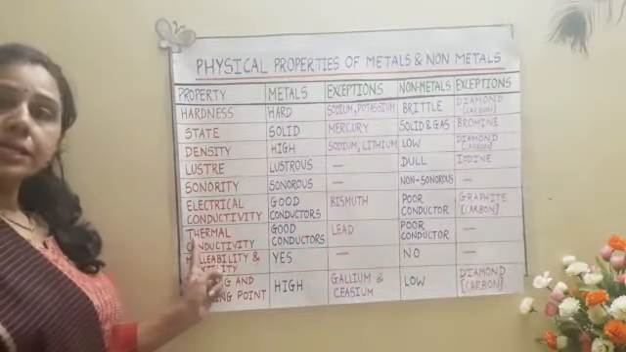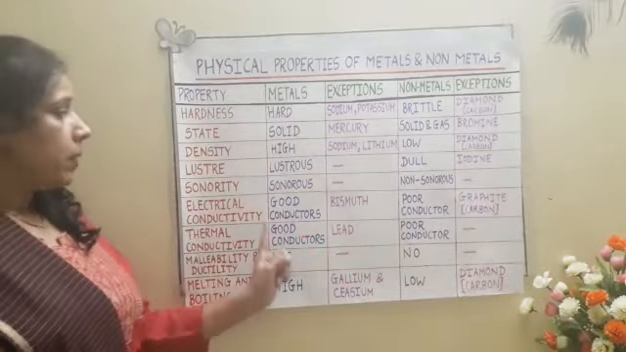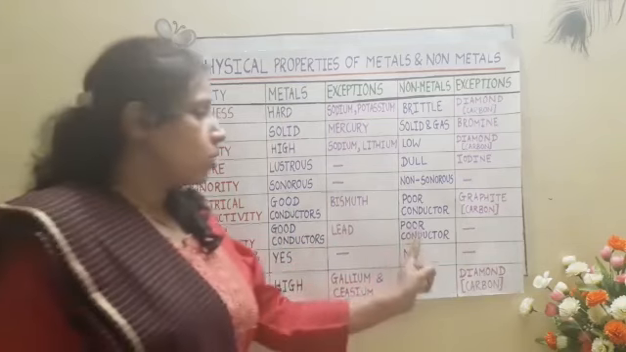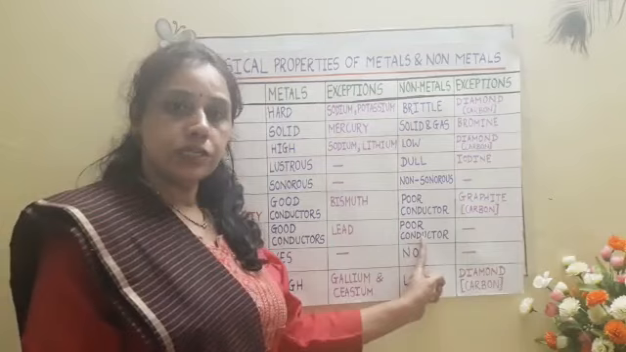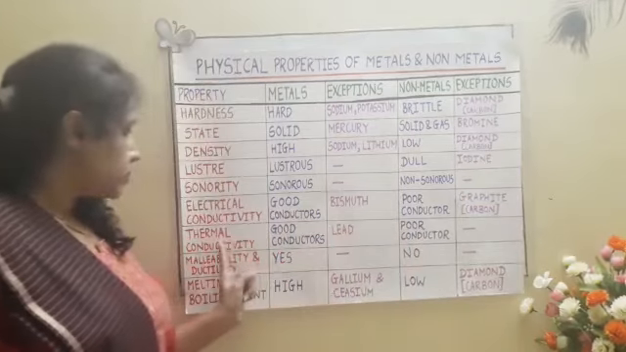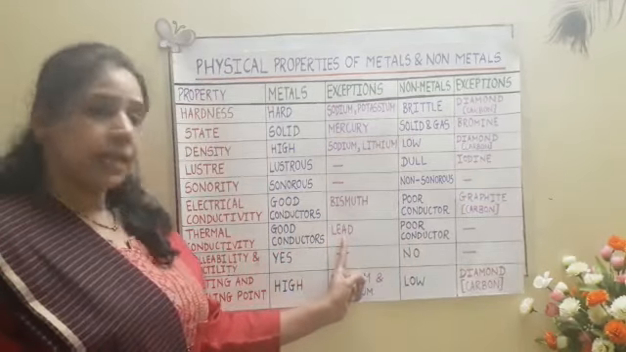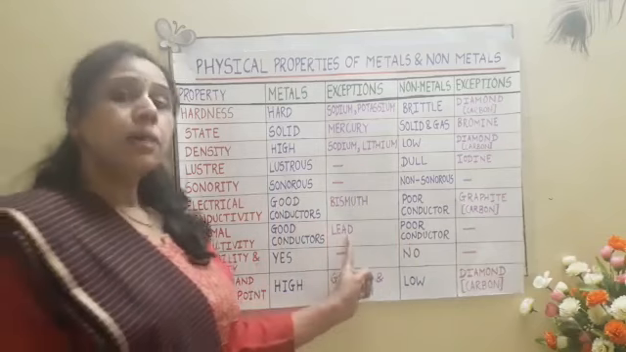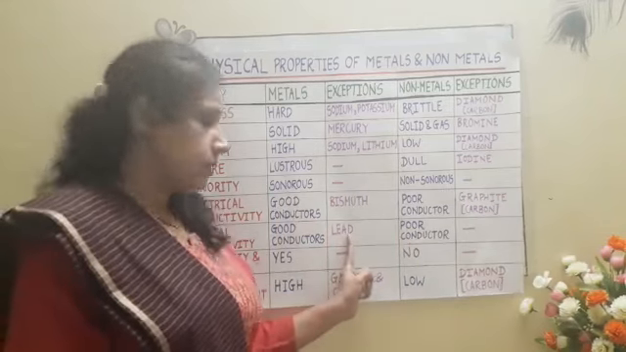Next is thermal conductivity. Metals are good conductors of heat, whereas non-metals are poor conductors of heat. The exception on the metal side is lead. Lead, being a metal, is a poor conductor of heat.